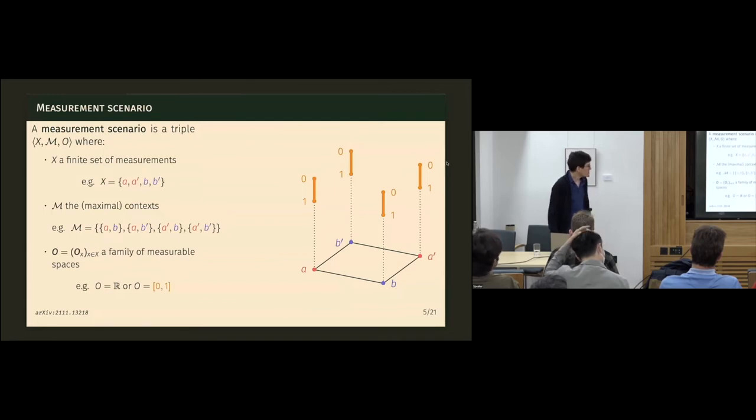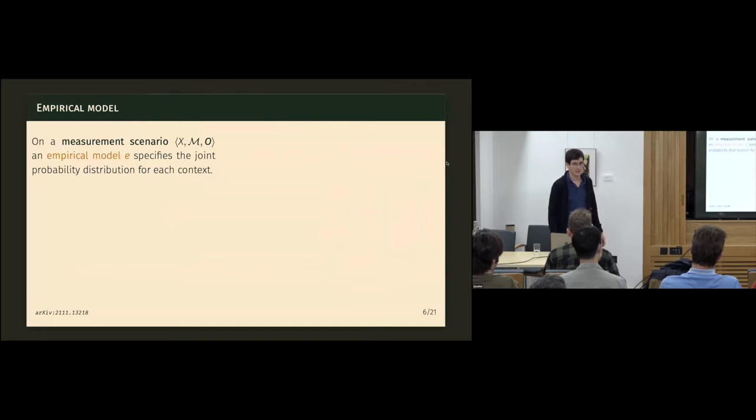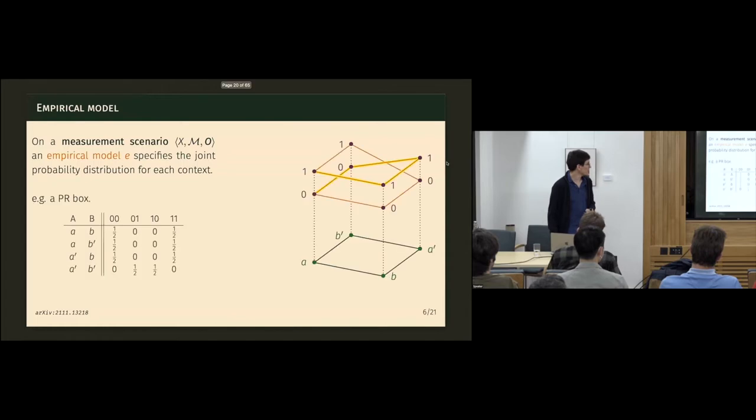In this picture, what's missing is to specify the probabilities for joint outcomes. This is the basis of your experiment, but then you need to actually perform it and specify the joint outcomes. This is precisely what empirical models are for. An empirical model is a set of probability distributions, one for each context, and it specifies the joint probability distribution whenever two measurements can be performed jointly. To give you an example, here is a representation of a PR box. For the bundle diagram, I don't represent the probabilities, I just represent an edge whenever I can witness a joint outcome.